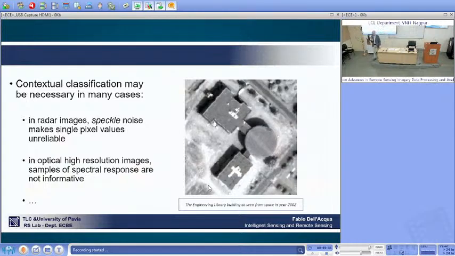So, using the terms that I defined this morning, we have the same spectral class: the spectral class of the building is the same as the spectral class of the roads. If you try to directly classify based on spectral information, you don't go far. This is spectral class A, this is spectral class A. No way you can separate them using spectral information. So what are you supposed to do?